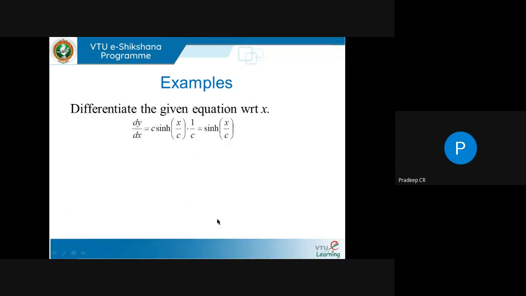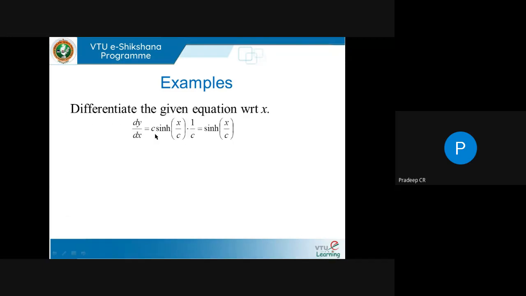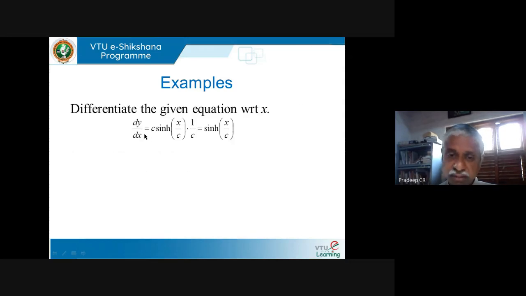So why do I want that? Because if I want to find the radius of curvature of this curve, y = c cosh(x/c), I have to differentiate. I have to find dy/dx and d²y/dx². So if you differentiate c cosh(x/c), I'll get c into the derivative of this, which is sinh(x/c) into 1/c, because of the chain rule. So that's what I have written here.